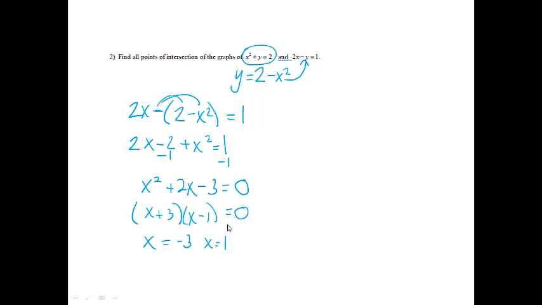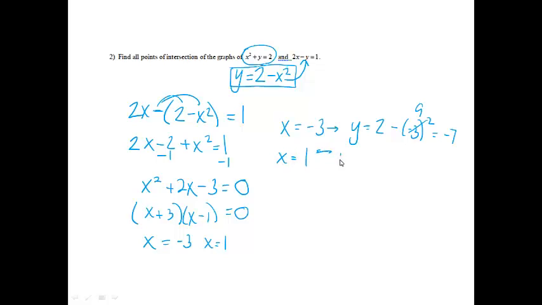And I'm not quite done because I needed to find the points of intersection, which means I actually have to find the y values for each one. So when x equals negative 3, I'm going to go back into this one where it's already solved for y. So I'm going to have y equals 2 minus negative 3 squared. And that will equal, negative 3 squared is 9, 2 minus 9 is negative 7. And then when x equals 1, we'll get y equals 2 minus 1 squared, and 1 squared is 1, 2 minus 1 is 1. So my 2 points of intersection are going to be negative 3, negative 7, and 1, 1.